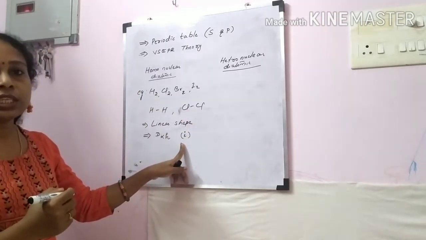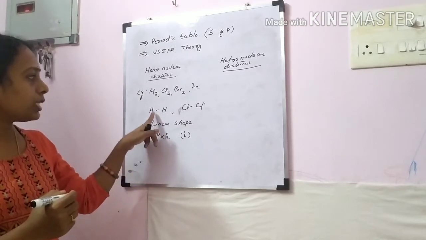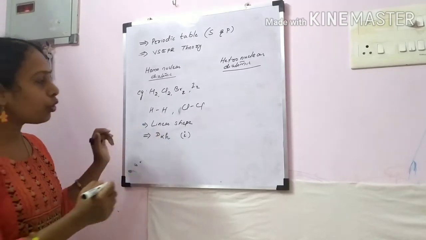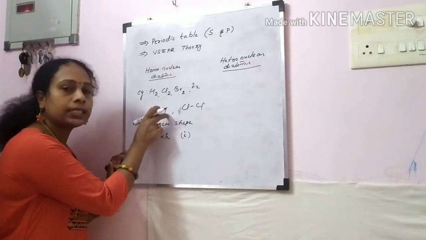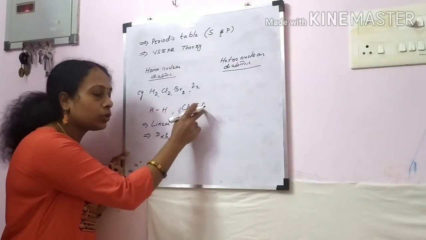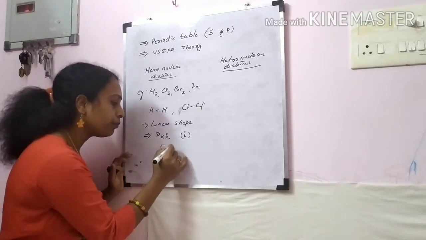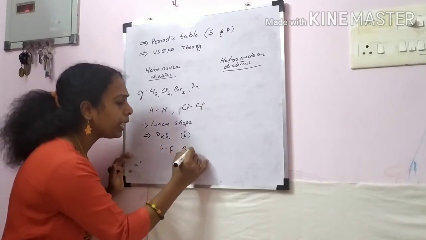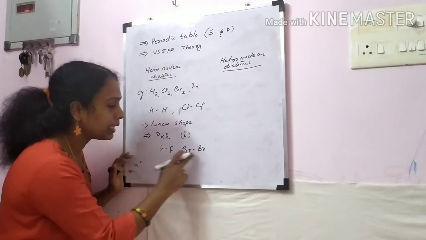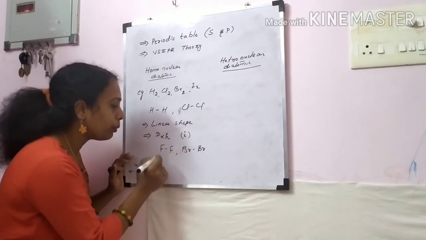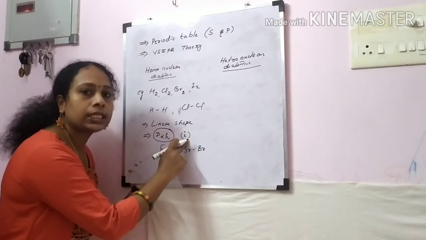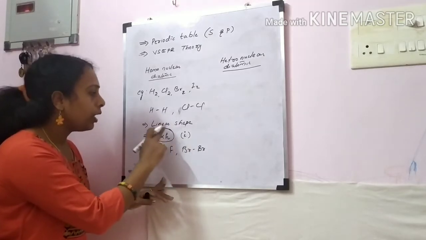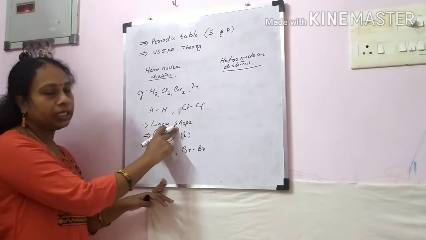For D infinity h, i should be there. If you look at hydrogen, there is a center of inversion. At equal distance you can find the same atom. Here also chlorine, bromine also like that. Even fluorine, all homonuclear diatomic molecules, whatever you are taking, will belong to the point group D infinity h. Why? Because it has the symmetry element i and its shape is linear.